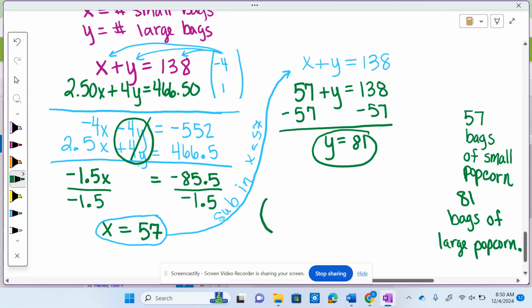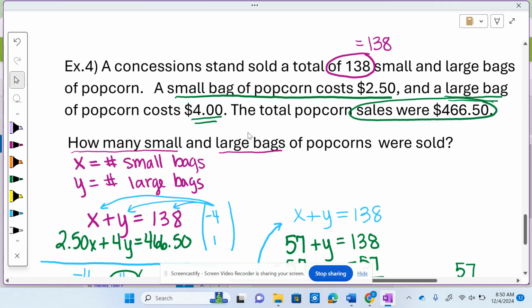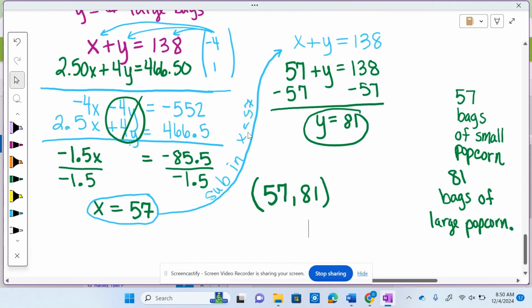I'm still going to write my solution as an ordered pair, 57, 81, but I need to give a word statement. Why is that important? What kind of a problem is this? It's a word problem. So when we have a word problem, we need to give a word answer.